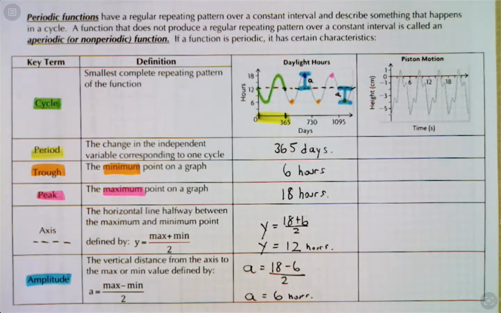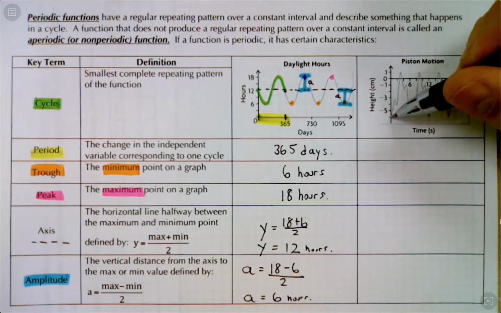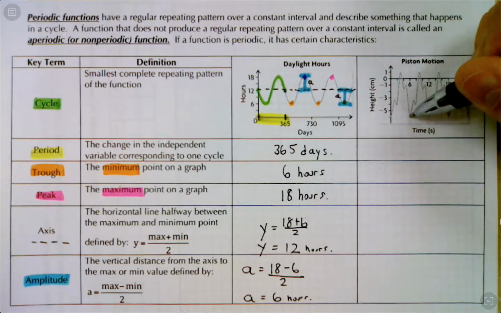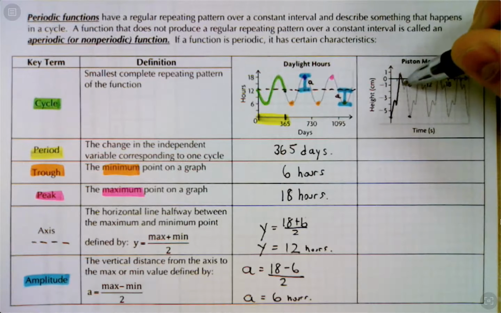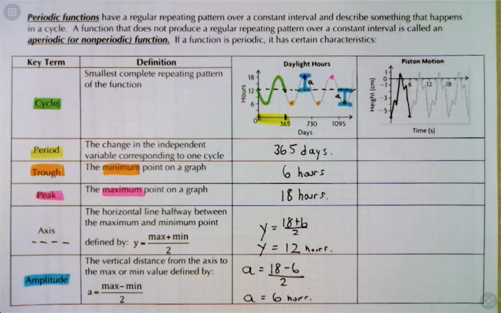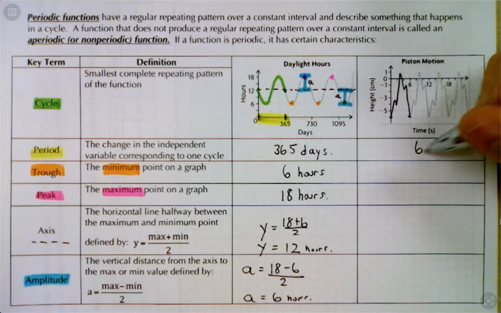All right, so we can do the same thing with this piston motion graph. Because it is periodic, it repeats, it has all of the same properties. I won't highlight this time, but we will run through it here. And then I'll leave example 1 for you to try to pick out the properties. So a cycle is the repeating pattern. So the repeating pattern is this mountain shape. So it goes from here to here. So if I fold one cycle, that's one cycle. How long does a cycle take? Well, it goes from 0 to 6 seconds.